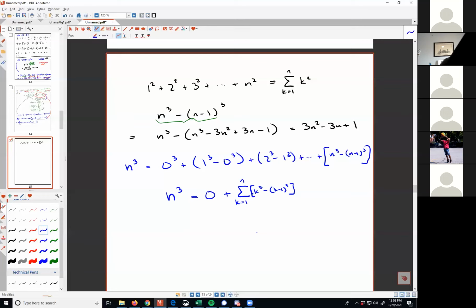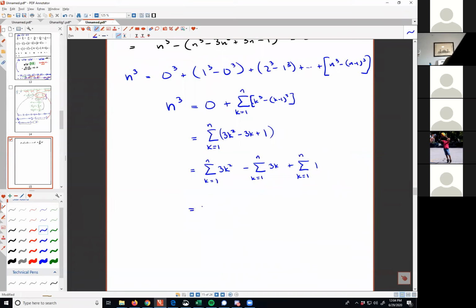Okay, so we forget about the 0. And we replace k cubed minus k minus 1 cubed with its expansion, which is 3k squared minus 3k plus 1. And now we can separate those out into 3 different summations. And if you have a summation and every term is multiplied by the same number, you can pull that number out as a factor of all of the terms.